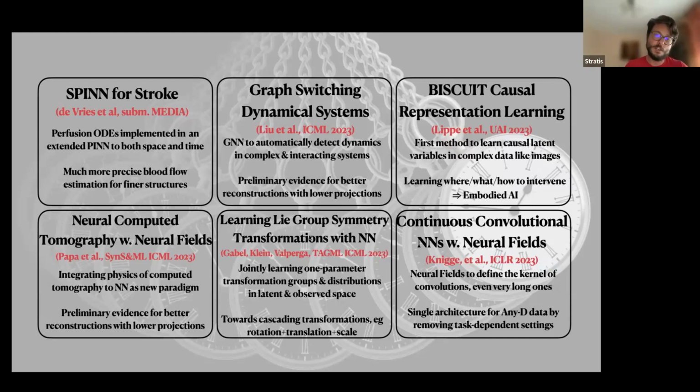And learning group symmetries with neural networks. So for joint learning of one-parameter transformations of groups and distributions in latent observed spaces. So this was accepted in TAG-ML, also presented in ICML next week. And last, ICLR 2023 on continuous convolution.